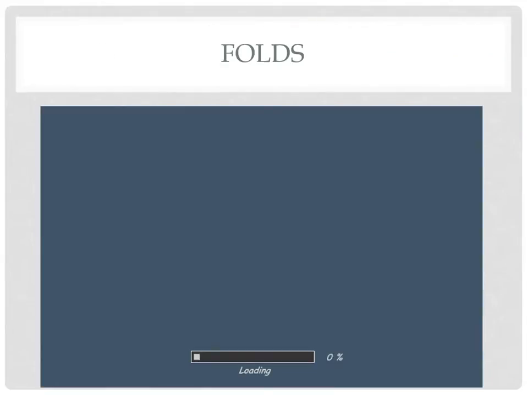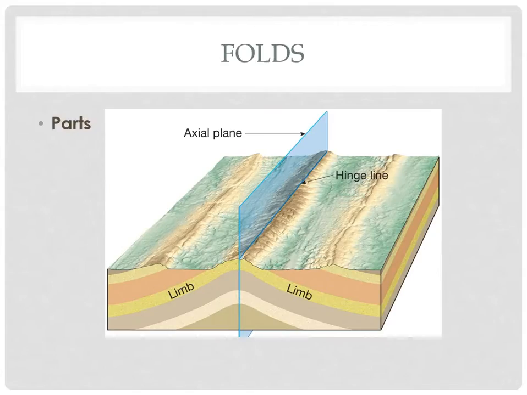So just to make sure we are clear on some terminology here. So a fold has a limb. So the limb is the kind of tilted over sides of your fold. The hinge line is sort of where that folding happens. And then the axial plane cuts that fold in half, or relatively in half, depending on the shape of the fold. And I'm going to be using some of these terms as we go. So I want to make sure you knew sort of what those sound like and what they look like.